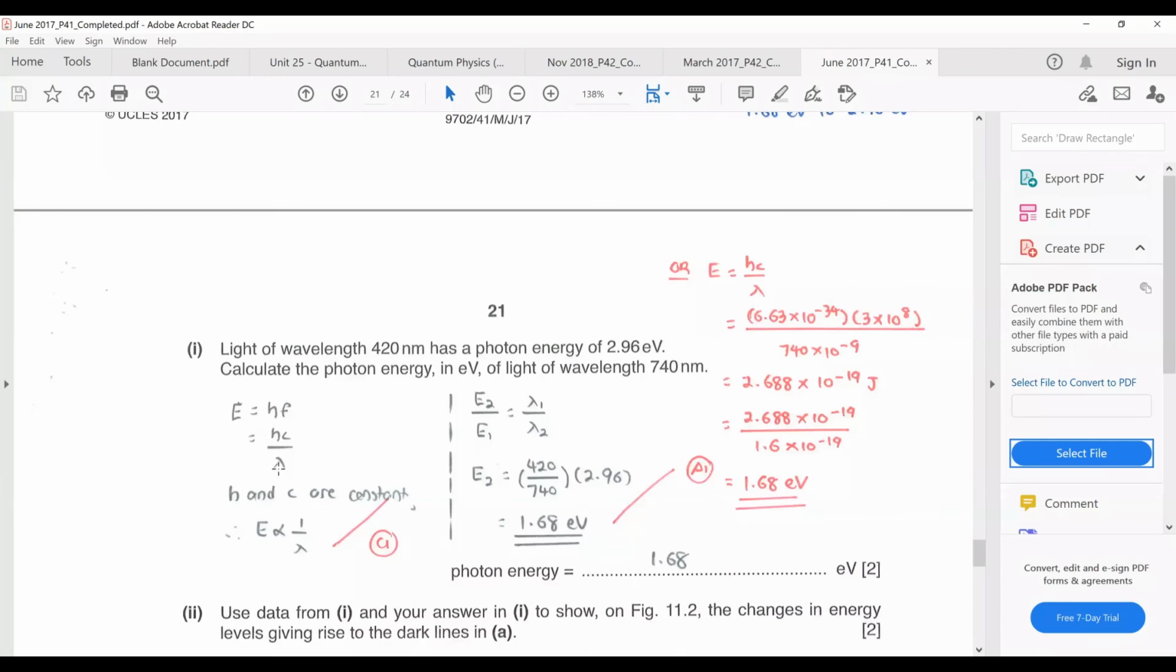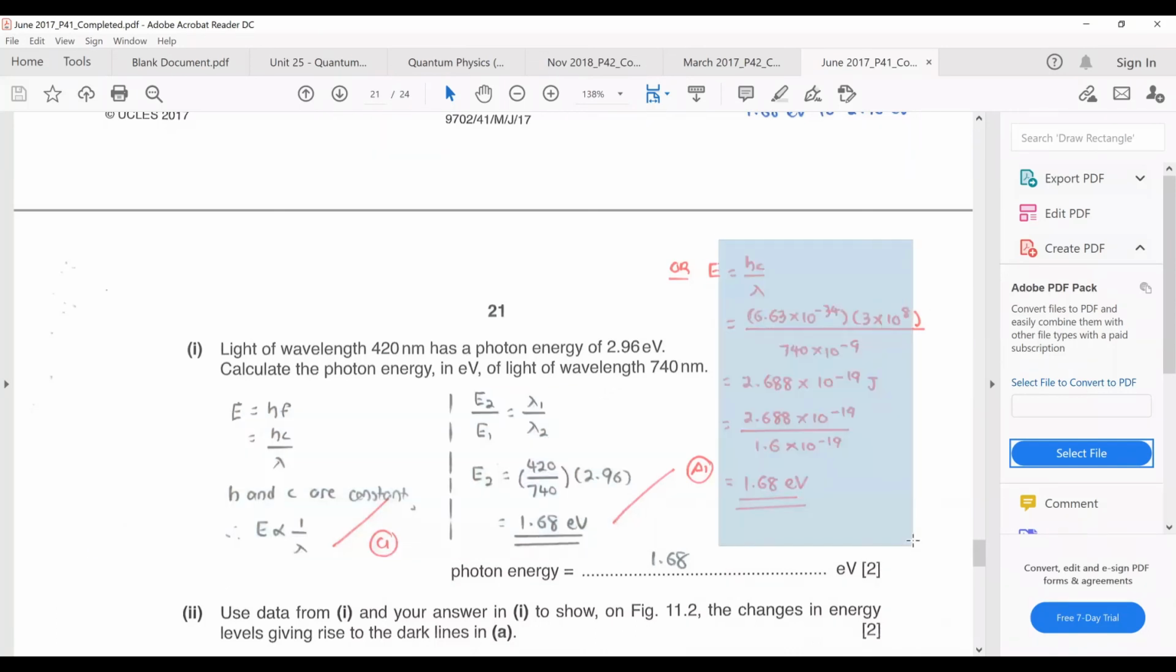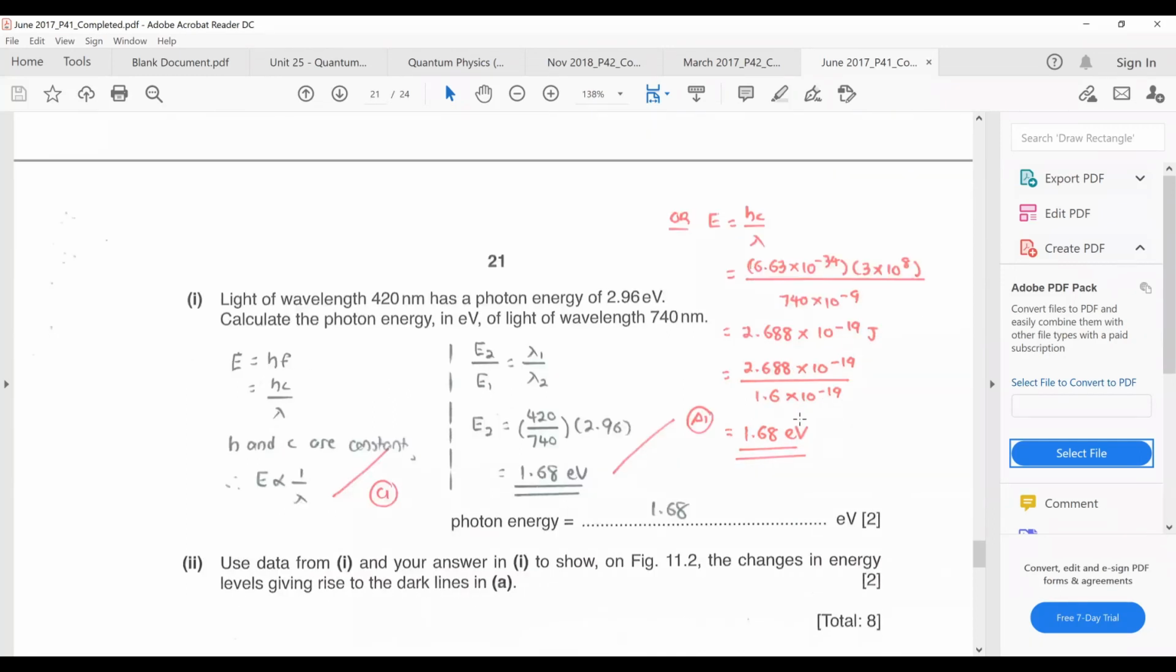Or if you want to complicate things further, you can use ratio. E is equals to hc over lambda. h and c here being constant, that means E is inversely proportional to lambda. E2 over E1 is lambda 1 over lambda 2. Then after solving the values, you can still get the same answer. But I think this is also possible if you are so used to ratio. But if you're not used to that, you can just straight away calculate from here. All right. You will get your answer as 1.68 eV. So no issues here.